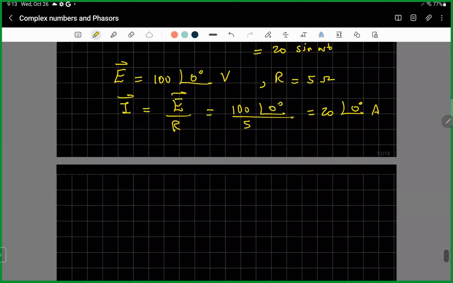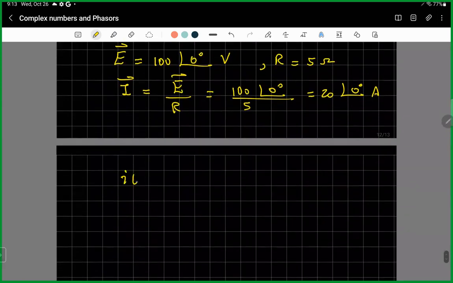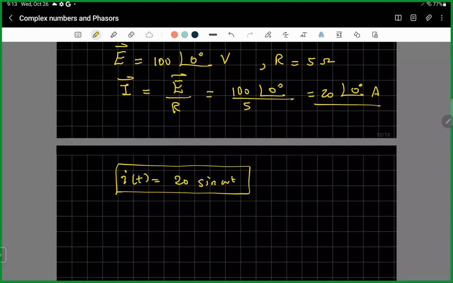So you can now convert it. You say I of t is equal to 20 sine omega t, because you got an angle of 0. So that's how we do that. It's easy for a resistance, but when we work with inductor and capacitor, it will be different.